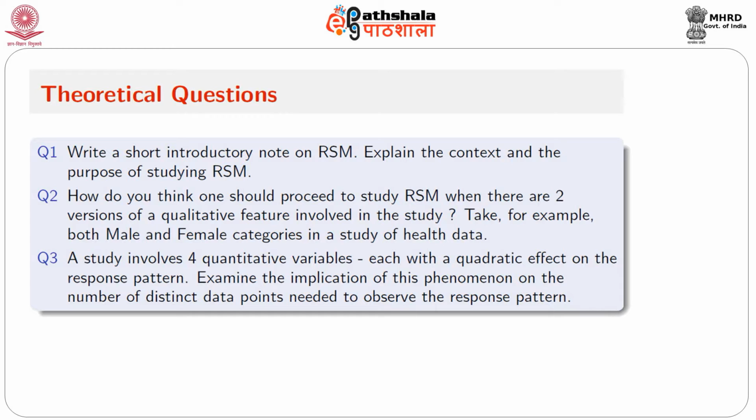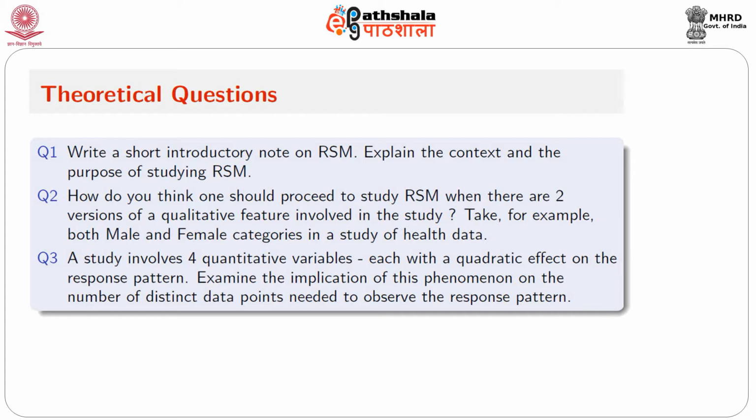You are talking about the study of response as a function of the covariates, but then there are two versions of the qualitative feature. Namely, it could be for males or it could be for females. How do you study the response surface methodology? That is the problem here. Yes, sir. Some parameters will be common to them, some parameters will be special for either males or females. So how to take care of those parameters in the model itself, that is what you are supposed to explain.